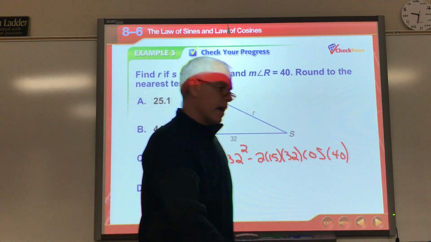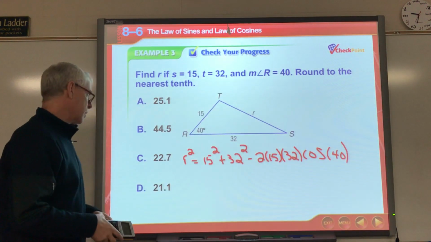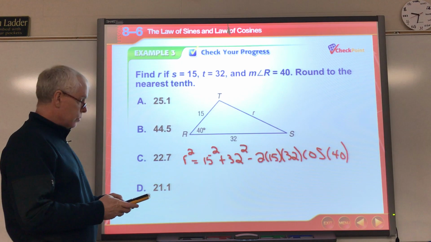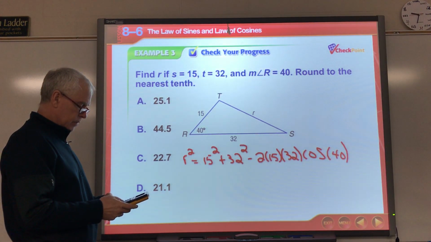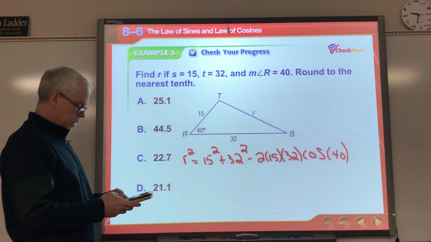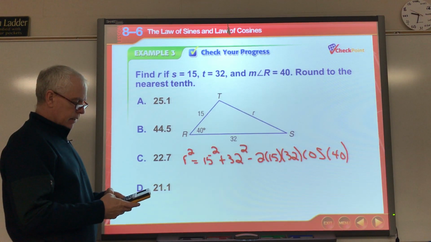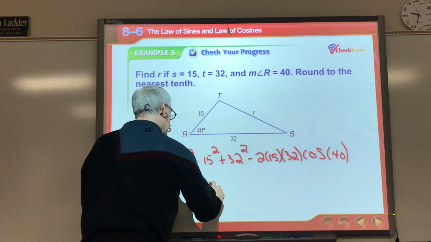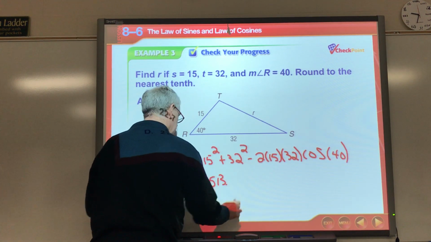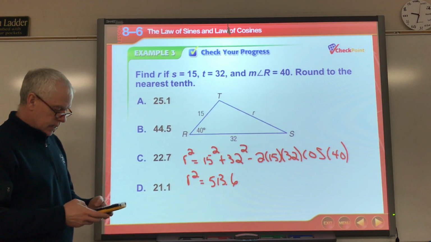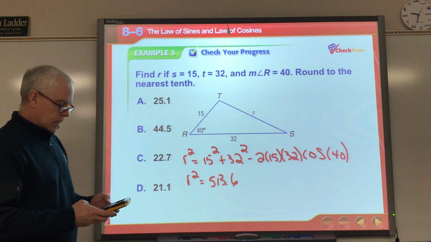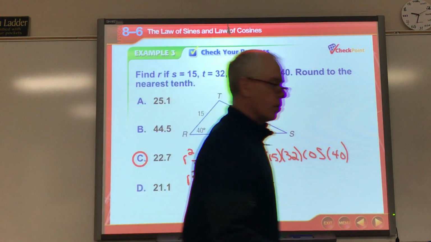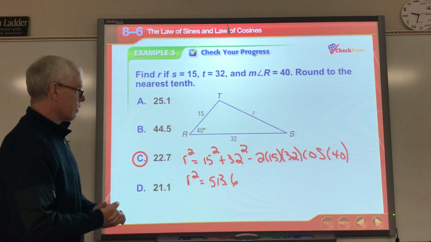Okay? Again, you're going to notice that the whole right side of the equal sign here is just numbers. So I'm going to type into my calculator 15 squared plus 32 squared minus 2 times 15 times 32 times the cosine of 40. And I get like 513 or something like that. But that's what r squared is going to equal. I got 513.6, let's say. Well, to get r by itself, I need to take the square root of that. Now I get about 22.7, which is C.